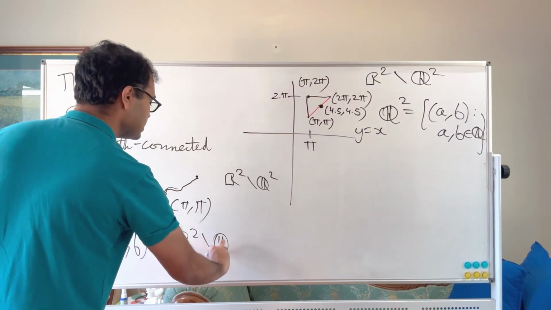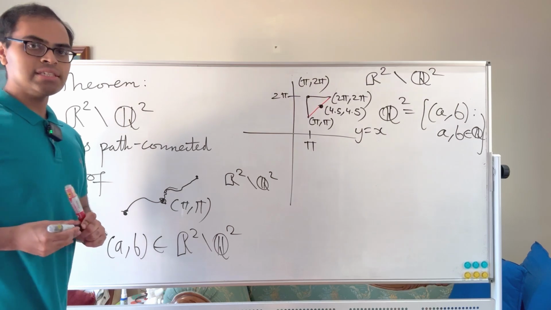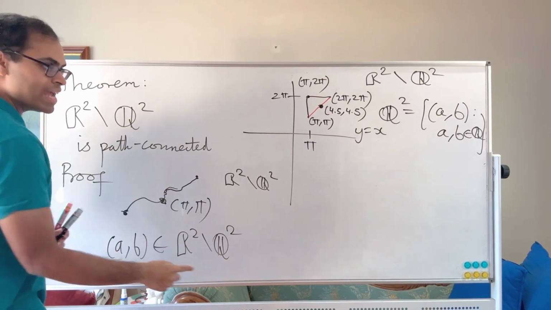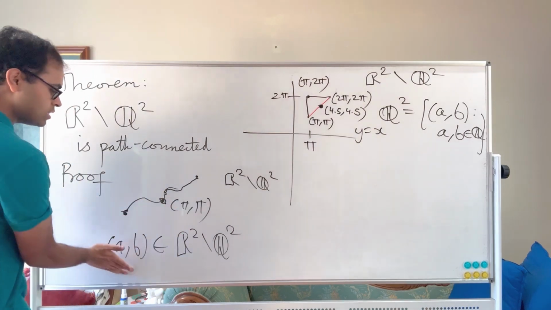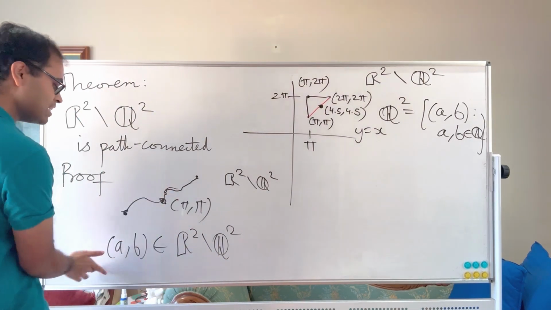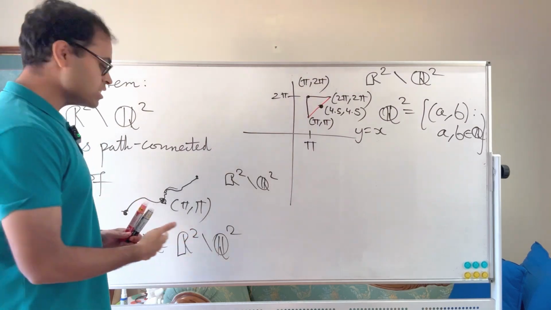What does it mean to be inside R2 minus Q2? This is something we have to get our head around. It just means that at least one coordinate is irrational. Both coordinates being rational is in Q2. The opposite of that is to say at least one coordinate is going to be irrational.